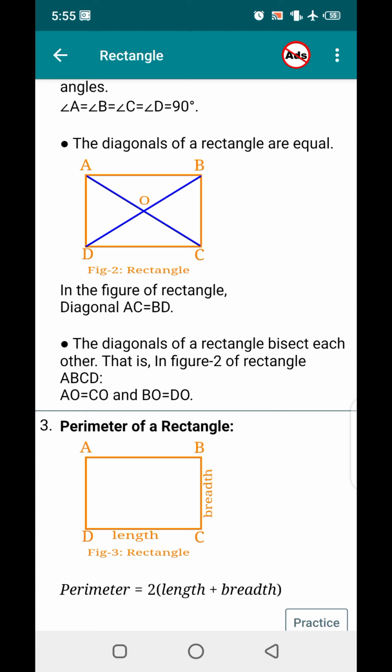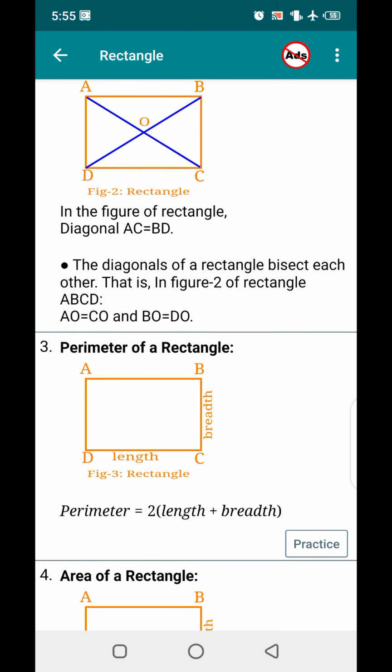The purpose of intersecting these diagonals is to show that they always bisect each other. When we intersect the rectangle's diagonals, they bisect, and the diagonals of a rectangle are always equal.